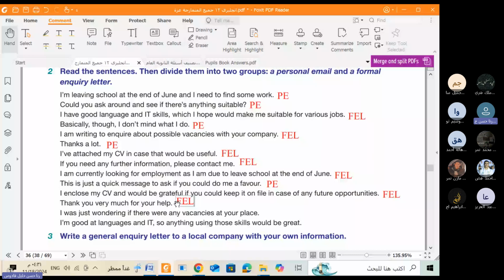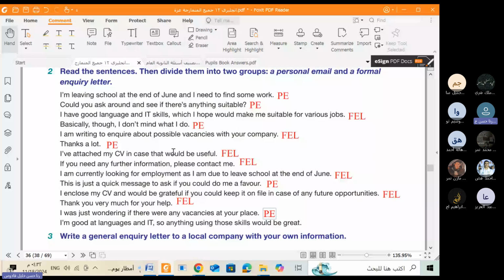Now, I was just wondering if there were any vacancies at your place. Is it formal? I was just wondering, I'm asking myself. I'm sorry, it's personal. By the way, you have this statement, I think. Just a moment.